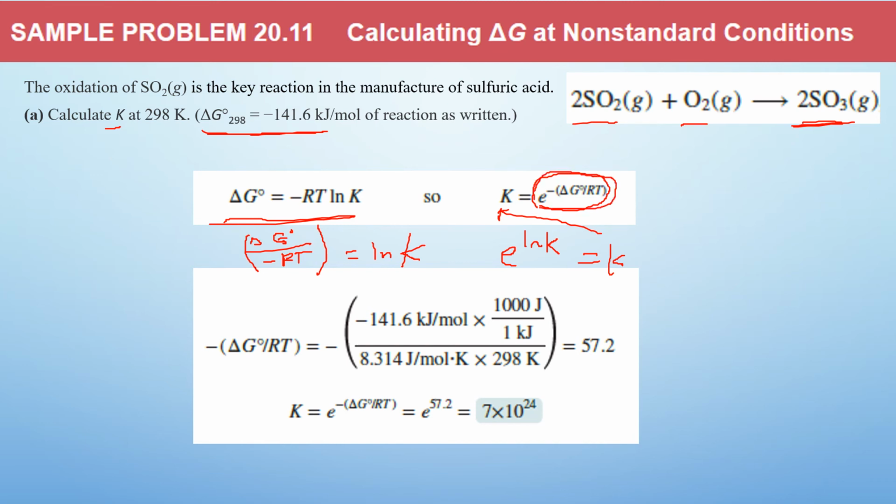Everything in this term is given; all these values are given. Remember the units, you have to match the units. At the end you have a very large equilibrium constant value, so it is a very spontaneous reaction. You can also tell that from this large negative number for delta G.